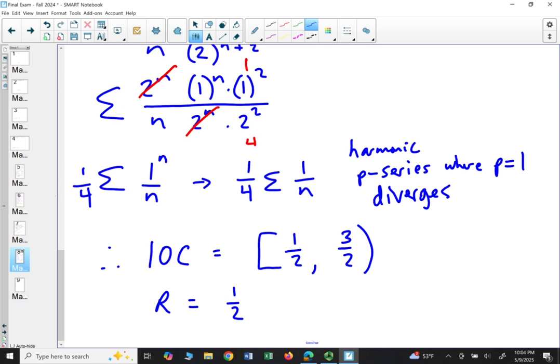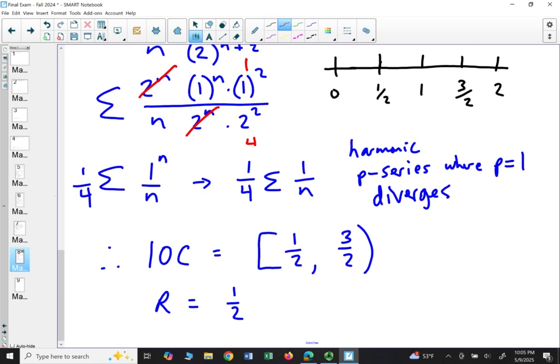Okay, and if you're not sure, just remember this is your interval of convergence. Think of the number line, right? When you have a number line, let's say we go 0. Let's go by halves since we have a half. We have 1. We have 3/2. We have 2.